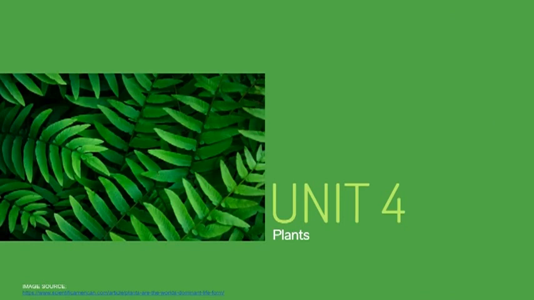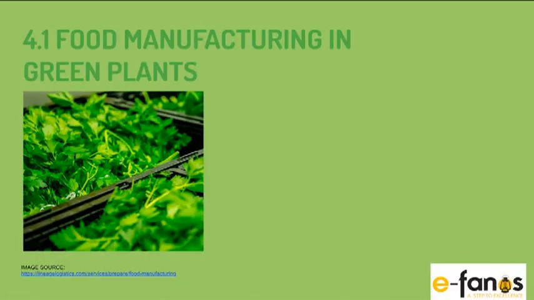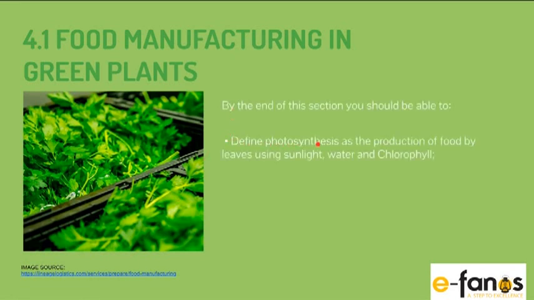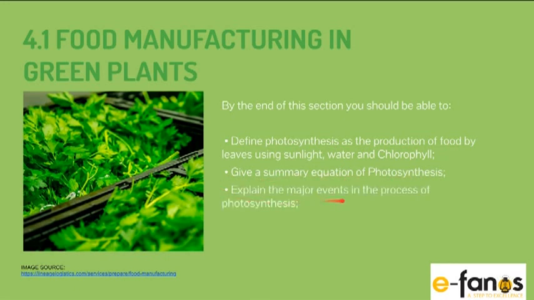Unit 4 Plants. Chapter 4.1 Manufacturing in Green Plants. By the end of this section, you should be able to define photosynthesis as the production of food by leaves using sunlight, water and chlorophyll, give a summary of the equation of photosynthesis, explain the major events in the process of photosynthesis, and confirm that plants produce food by photosynthesis by conducting a simple experiment.